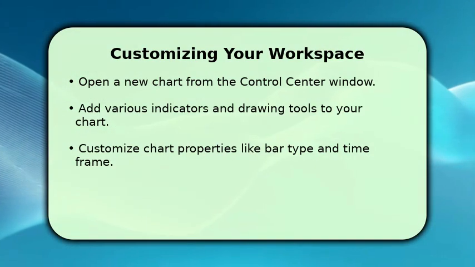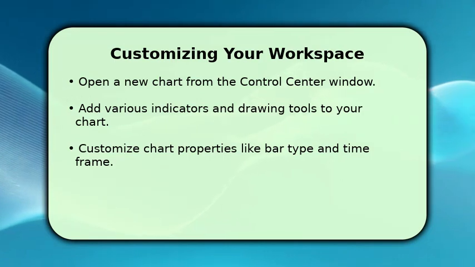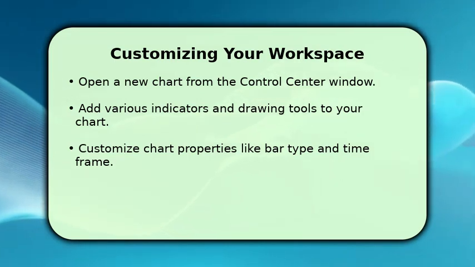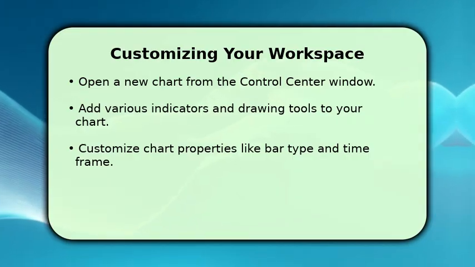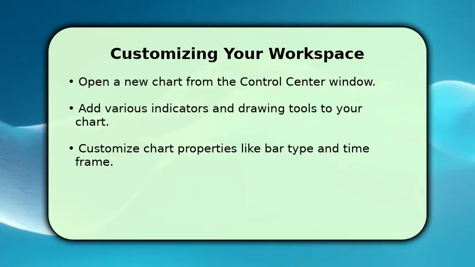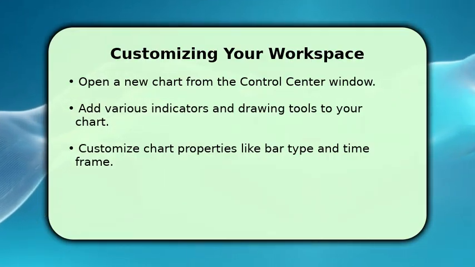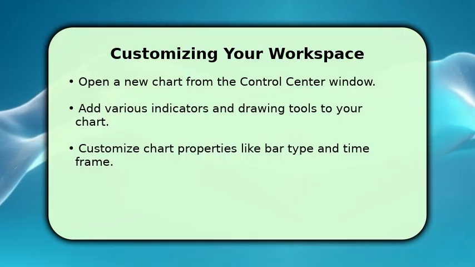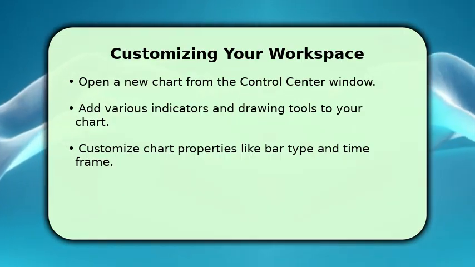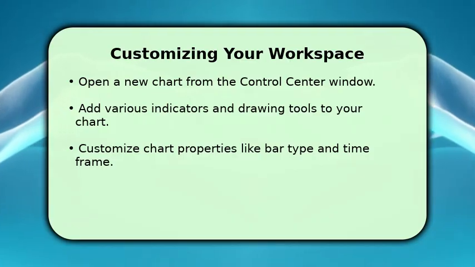Now let's customize your workspace. From the Control Center, open a new chart window. You can add numerous indicators, such as moving averages or Bollinger Bands, and drawing tools to analyze market movements. Personalize chart properties like the bar type, perhaps choosing a 1-minute or 5-minute interval, and adjust the time frame to suit your strategy. Remember to save your unique workspace for quick access later.